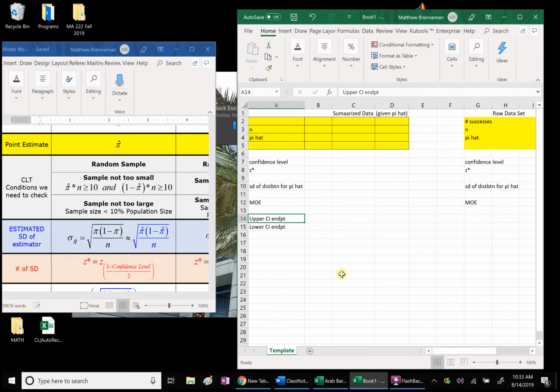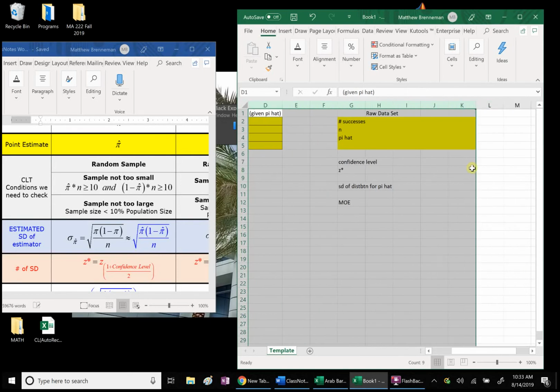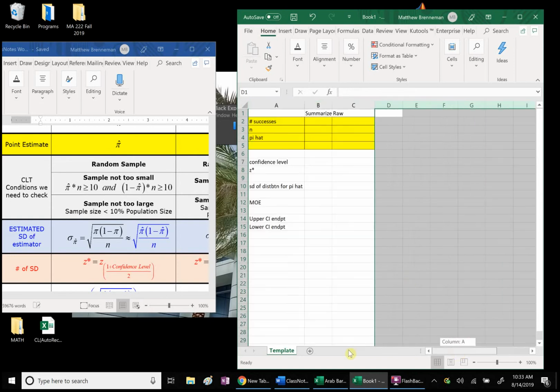And actually, just to make this simpler, why don't I do this? I'm just going to make one chart. This will make life a little easier. This is a summarized data set. This is a raw data set. And I'm going to have a number of successes here, and I'm only going to need that for the raw data set. That way I don't have to do this whole thing twice. I only have to do it one time.